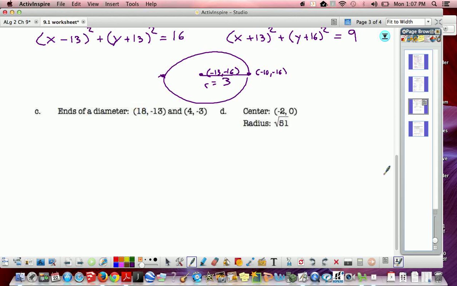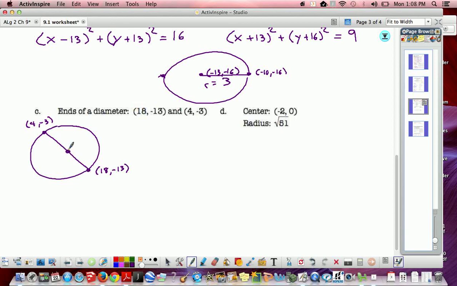C says the ends of the diameter are located at, so I'm going to draw myself a little picture here. It says one of them is located at (18, -13). I'm going to put the point here, (18, -13). And the other one's located at (4, -3). So those are the ends of my diameter.